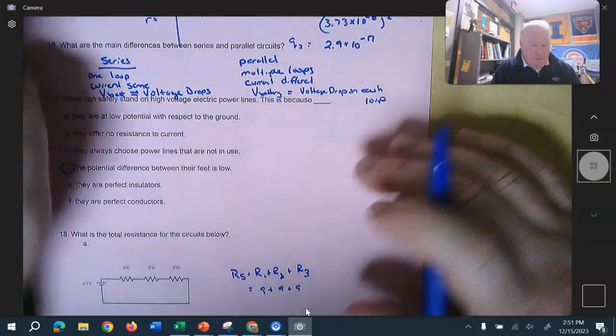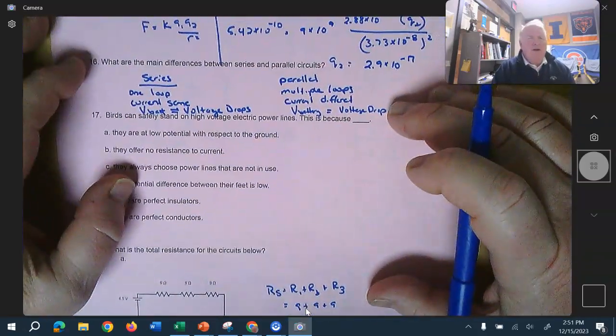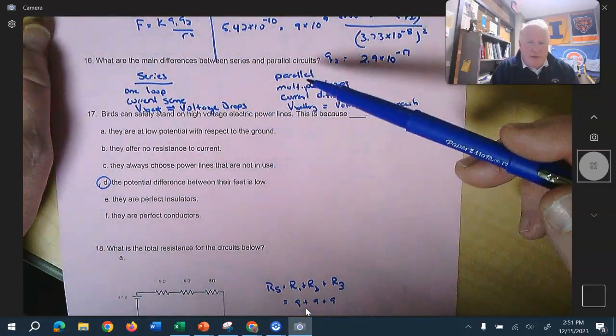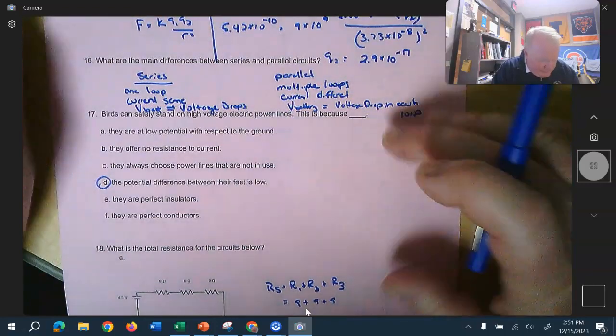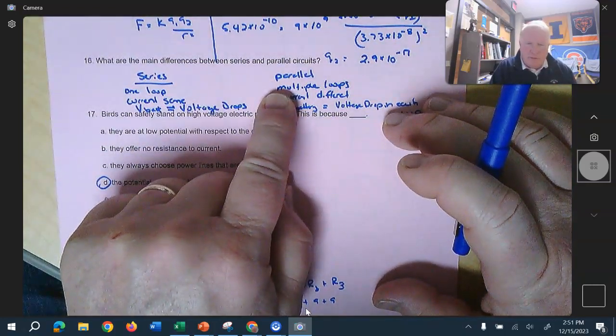All right. Particularly important question. So if you've gotten to this part right here and you're studying for the blocks test, series and parallel, what are the differences? So series, there's one loop. Parallel, there's multiple loops.